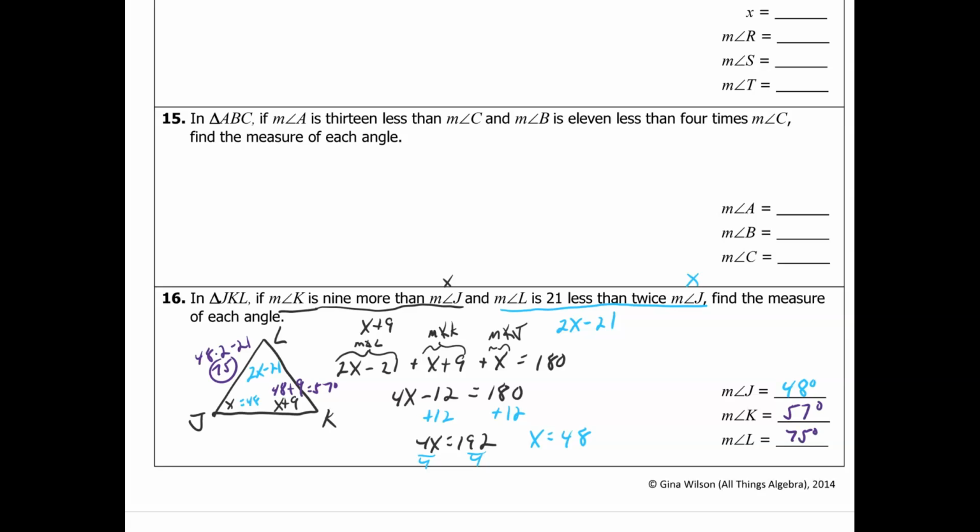Quick check. Do the three angles that I found add up to 180? Well, let me see. So this is a check now. Do 75 plus 57 plus 48. Do they add up to 180? So 75, 57, and plus 48. I'm just making sure. It looks like I didn't make any mistakes. So that's good news. That's like, yeah, I did everything right.